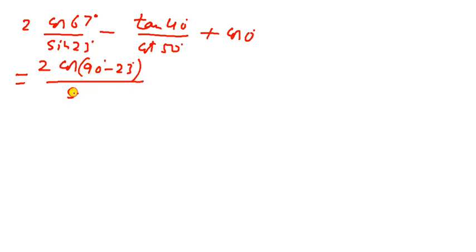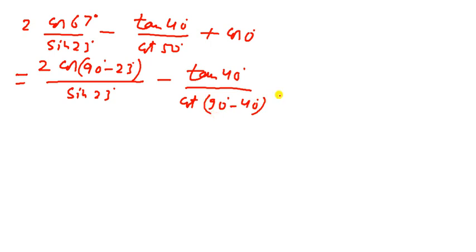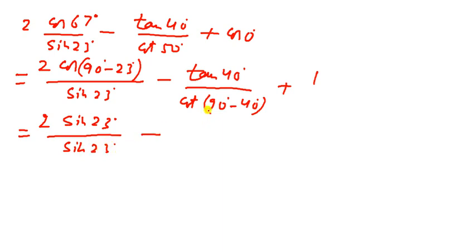So what will be applicable in this question? Which angle is greater than 45? So we can change it: cos(90 minus 23) upon sin 23 degree, minus tan 40 as it is, but in the denominator cot 50 will be changed, so cot(90 degree minus 40 degree), and plus cos 0, that is 1.